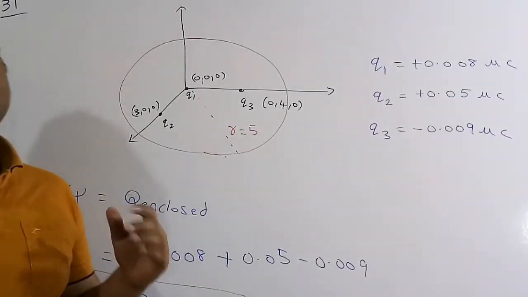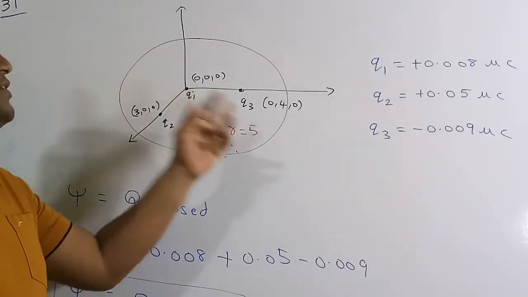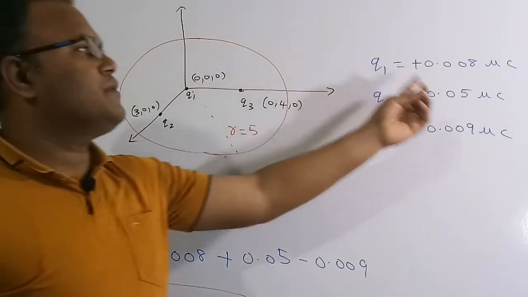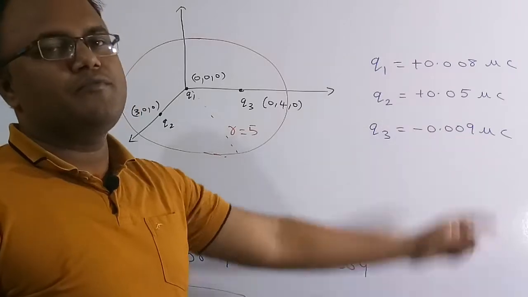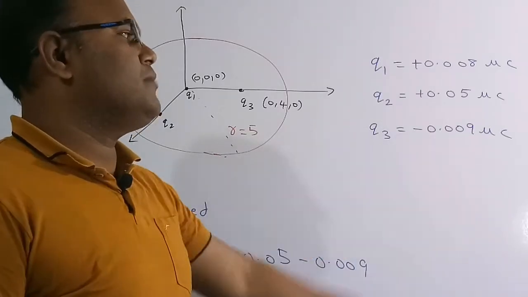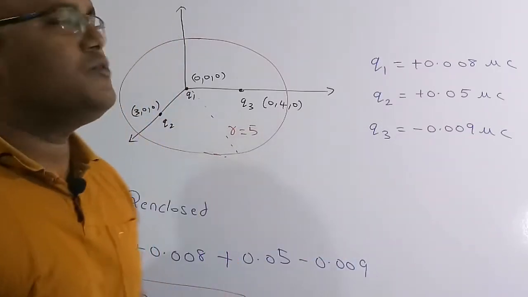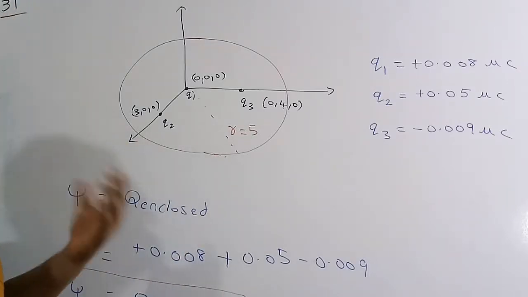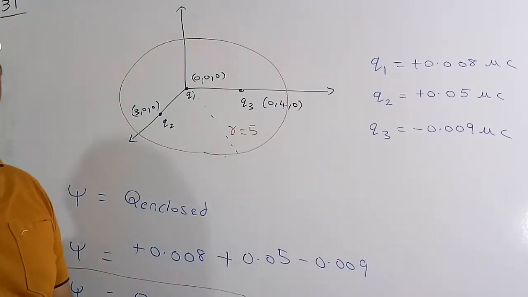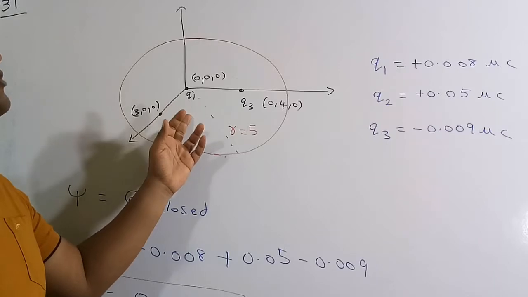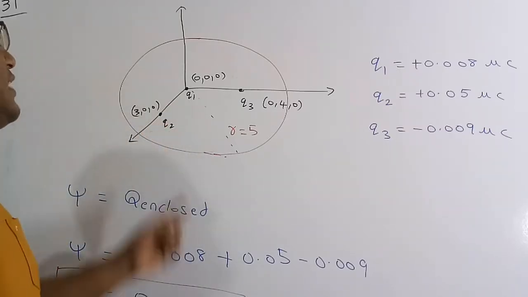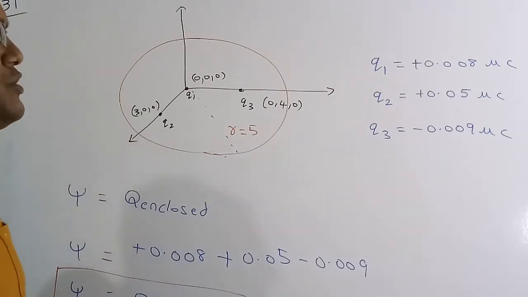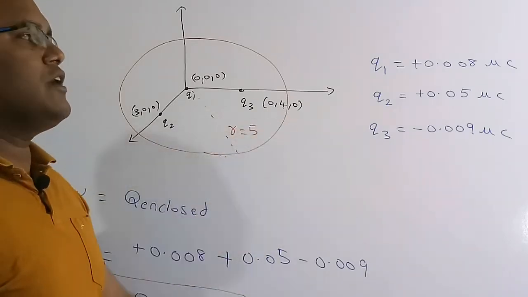Basically there are three charges, Q1, Q2 and Q3. Q1 is equal to plus 0.08 microcoulomb, Q2 is equal to plus 0.05 microcoulomb and Q3 is equal to minus 0.09 microcoulomb. These charges are present at 3 points which are also given in the question: Q1 is present at the origin, which is (0,0,0), Q2 is present at (3,0,0), and similarly Q3 is present at (0,4,0).